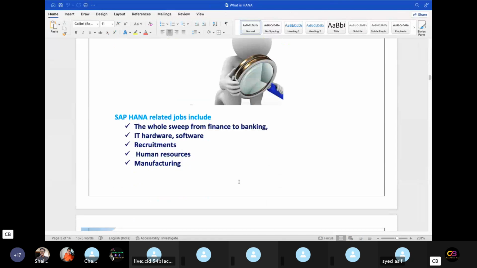So SAP S4HANA related jobs. The whole range from finance to banking related jobs will come under SAP S4HANA. Even finance-led banking companies are using it, and IT hardware and software companies, recruitment, human resources, manufacturing, these companies are using SAP S4HANA. So there is much scope in these industries.